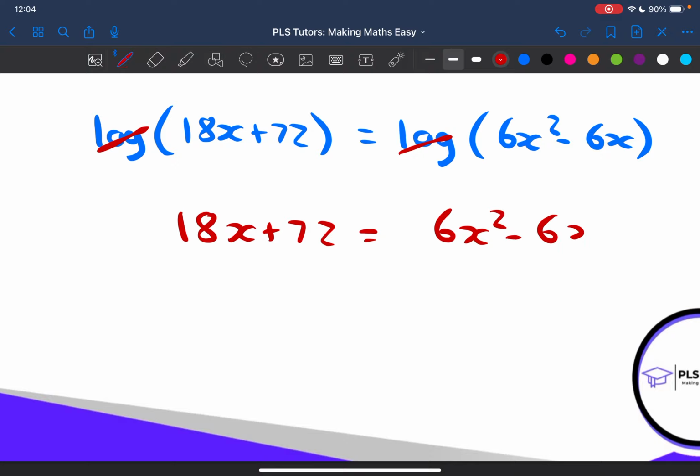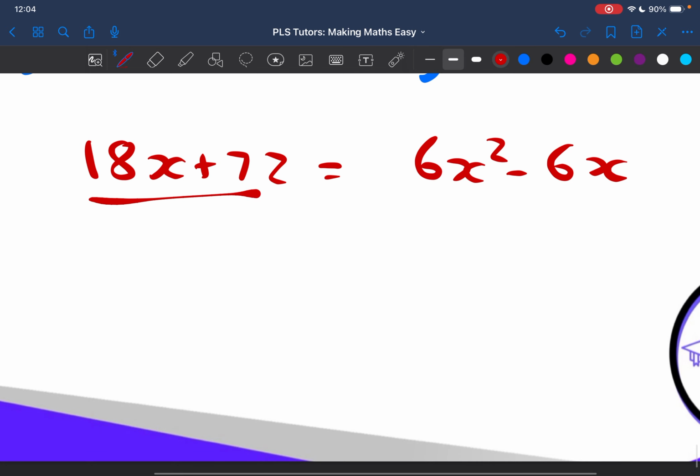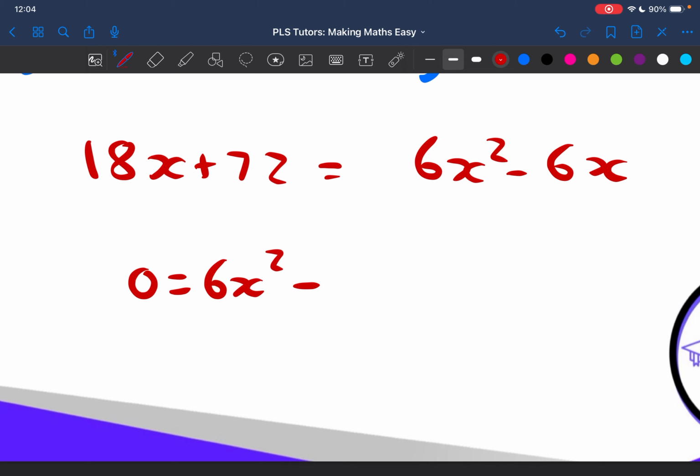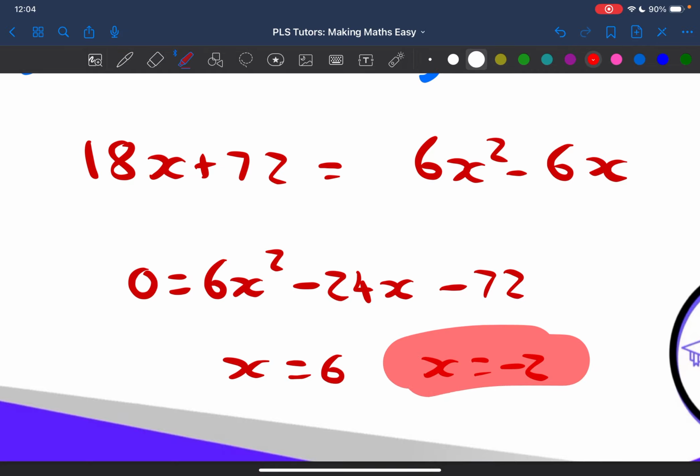Okay, where do we go from there? Well, just solve it like a quadratic. So let's move all of this onto the right so that we can keep a positive x squared. So minus 18x, that becomes minus 24x, and minus 72. And then solve that on the calculator. You get x is 6 and x is minus 2. But remember, we don't allow negatives inside the log. Okay, so that's your ways of solving log equations.